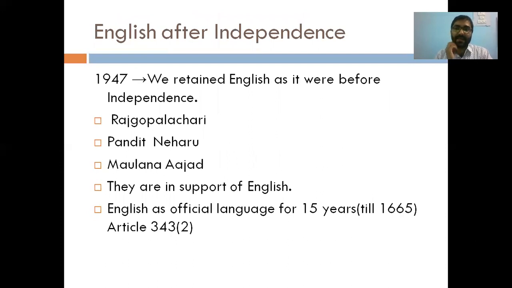Now, after India got freedom in 1947, what is the role of English after independence, as an independent country? That is what I'm going to talk about. First of all, these were three people who supported English after independence in becoming the official language: Rajagopalachari, second Pandit Nehru, third Maulana Azad.